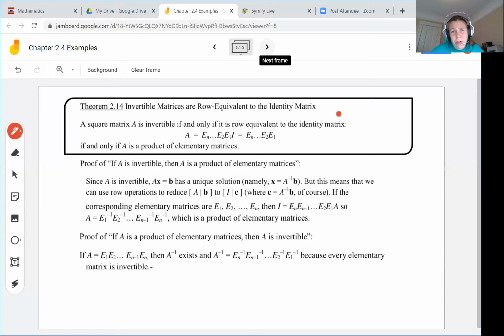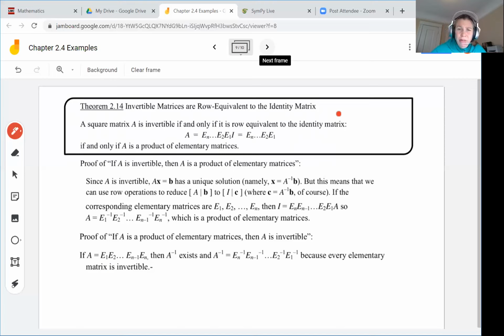So here's A, our square matrix, and we're going to show that it is row equivalent so that it equals these n elementary matrix operations multiplied by the identity matrix. And notice in the second equality, we don't need to write out I for identity matrix because that's not going to change our product. So we can just write A equals elementary matrix and multiply through all the way through the first elementary matrix. So this is if and only if A is a product of elementary matrices. So we're saying, okay, we are going to say A is invertible if and only if it's a product of elementary matrices.